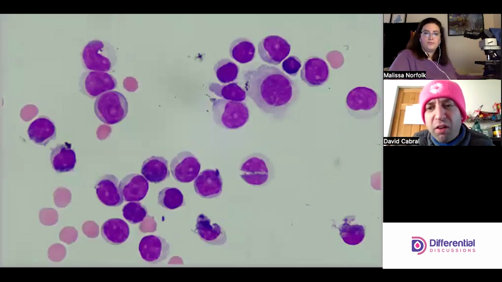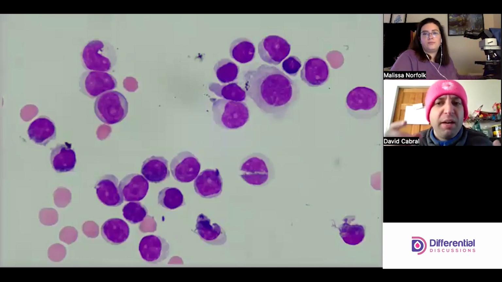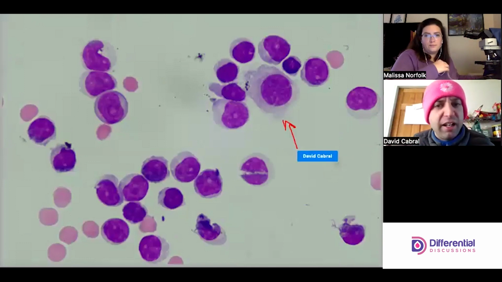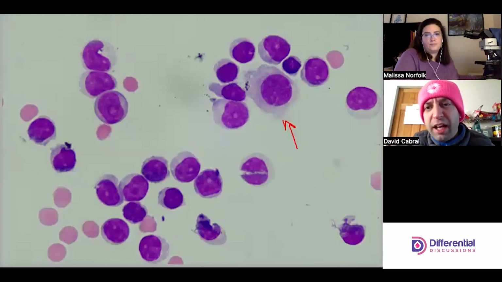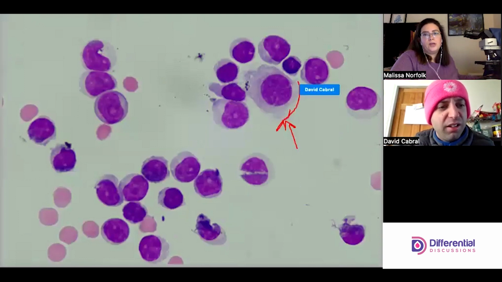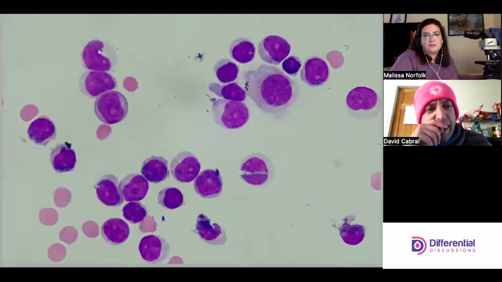Can we go back? It looked like there was one, and I don't know how you feel about that one. That one looks kind of meso-y, right? NC ratio is not great, but I feel like it lost cytoplasm. Yeah, I agree, because it looks kind of raggedy. So I might just meso that one.